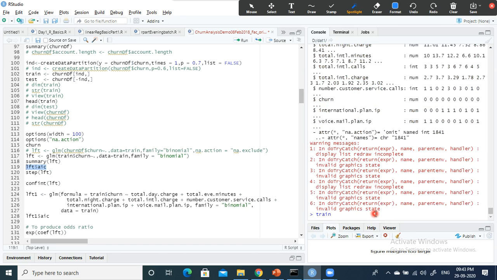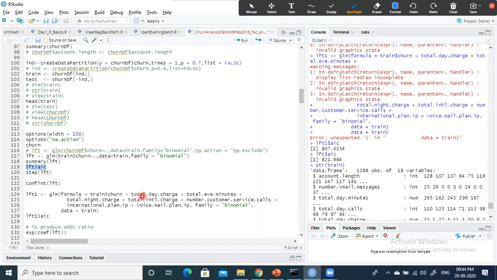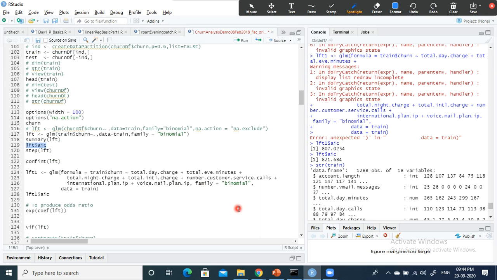18 columns, right? Out of the 18 columns, how many columns are recommended? 1, 2, 3, 4, 5, 6, 7. My step function tells me to include only these 7 independent variables in the model, and remove the rest of them. You don't have to type it manually, simply copy paste it here.